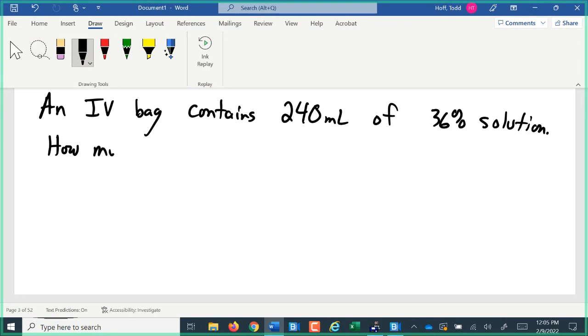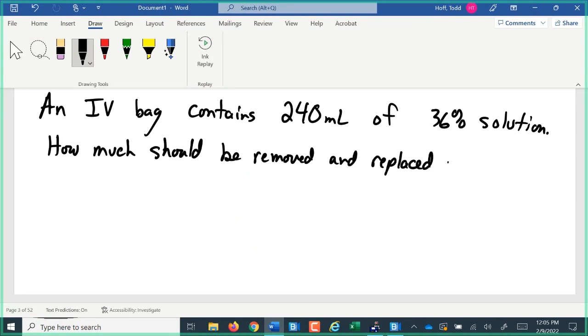How much should be removed and replaced with NS, that normal saline or neutral solution, to get to, well, let's say we want this to be 30% solution.